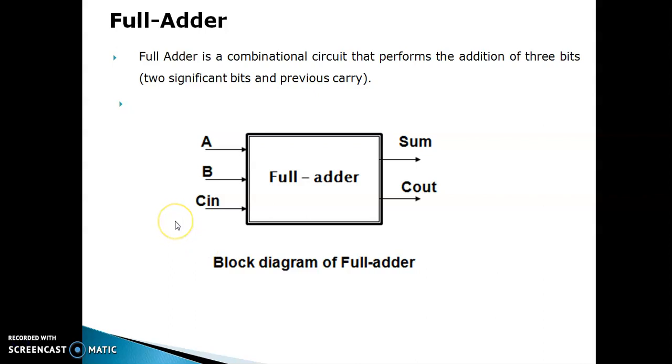Now first we will define what a full adder circuit is. It is a combinational digital circuit that performs the addition of 3-bit binary numbers. We know the definition of a combinational circuit is such a type of digital circuit whose output depends only on the present state. So out of 3 bits, 2 are significant bits and 1 is the previous carry.